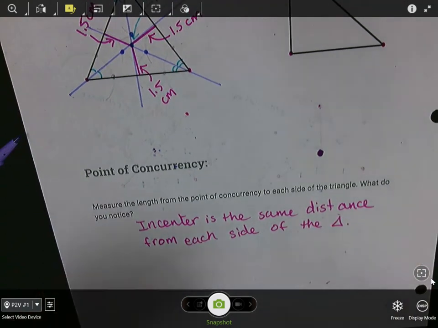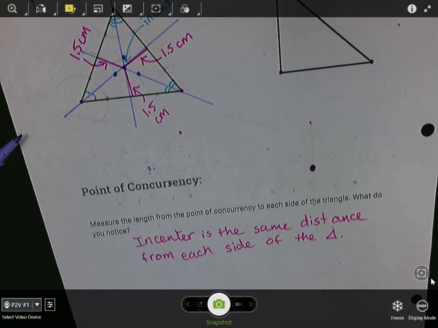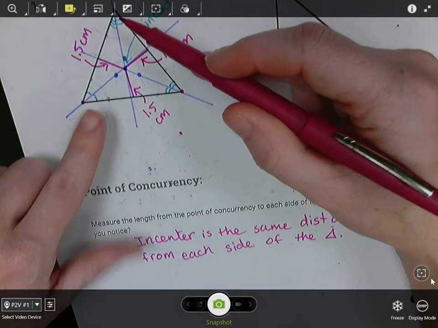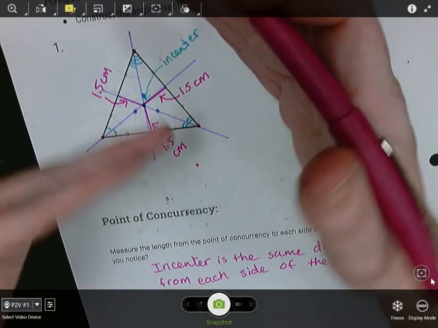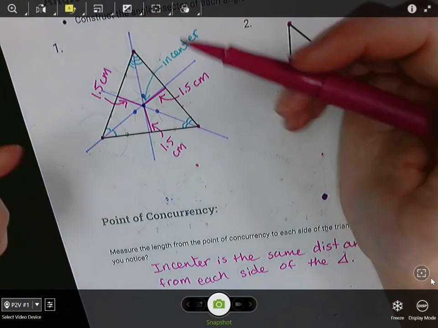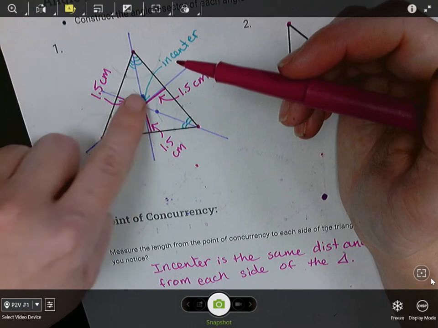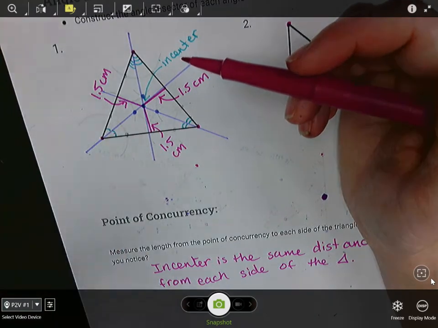So the circumcenter is the same distance to the angles. The incenter is the same distance to the sides. So the sides would represent, like if these were roads and you were trying to build a lamp post in the center that was the same distance to each road, you would find the incenter.